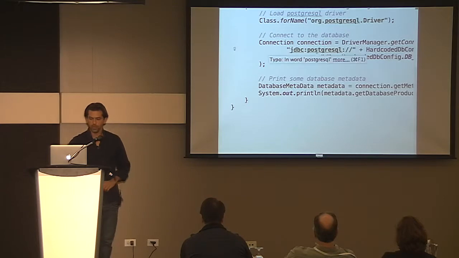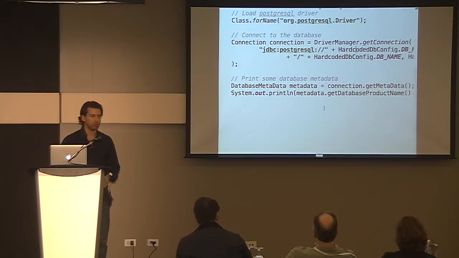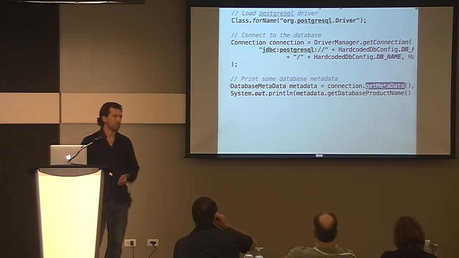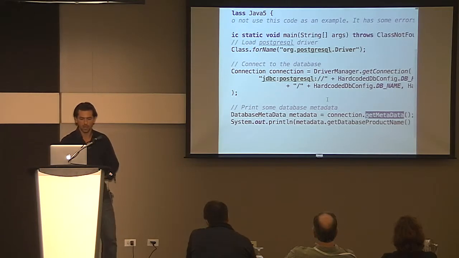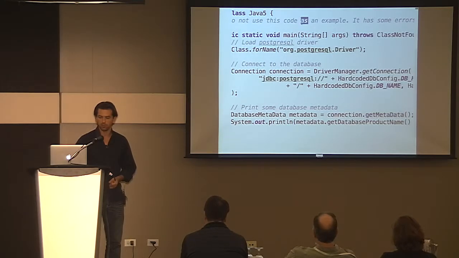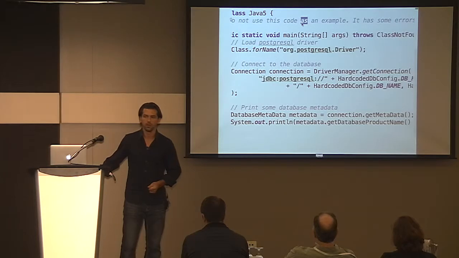So we construct the URL, and finally we use the connection to do things. Like, for example, we're accessing some metadata, which is basically the information from the database. So very simple code, right? However, please follow the comment here and don't use this code for production. It has some errors, some problems. Can you spot any?